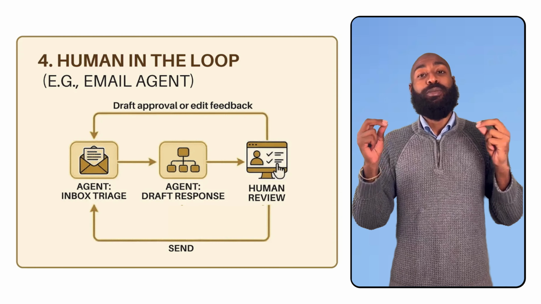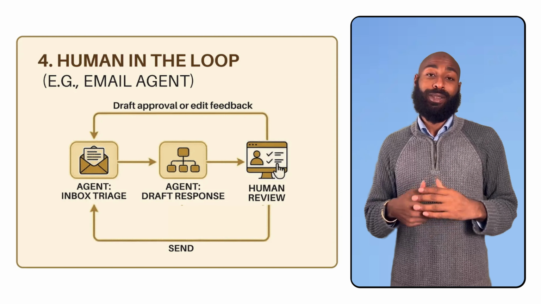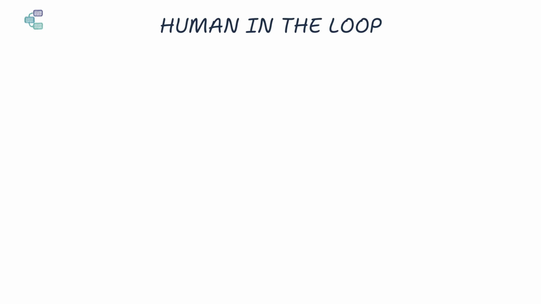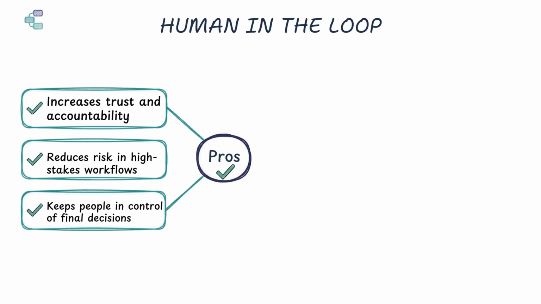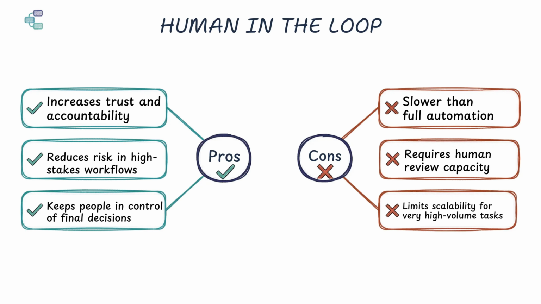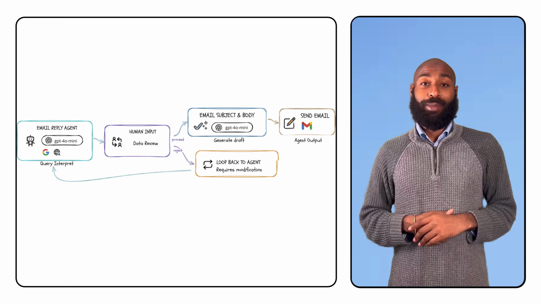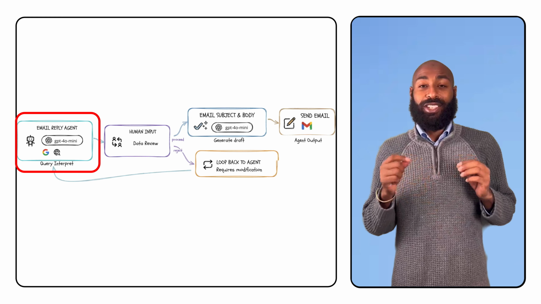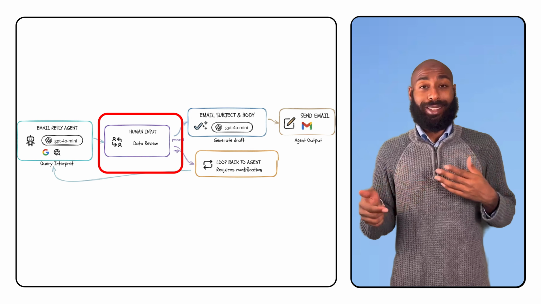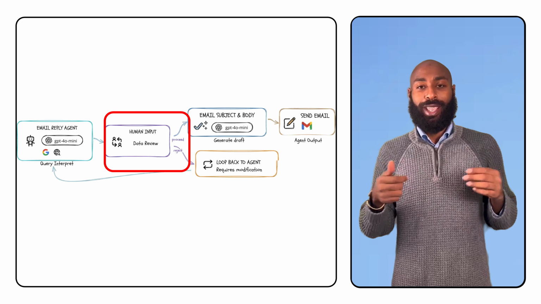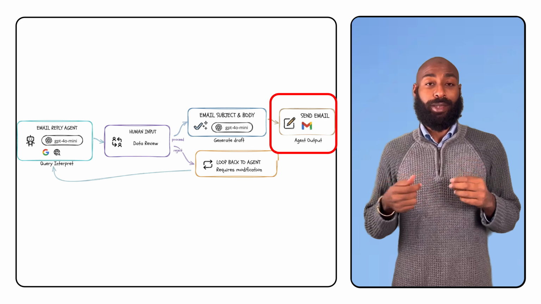One of the most important patterns in real-world AI systems is human in the loop. This matters when stakes are higher and you do not want the system acting fully autonomously. This pattern combines the speed of AI with human judgment and accountability, and the main benefit is trust. A good example is an email agent. The agent can draft a message, but before anything is sent, a human reviews it, edits it if needed, and approves the email to be sent.